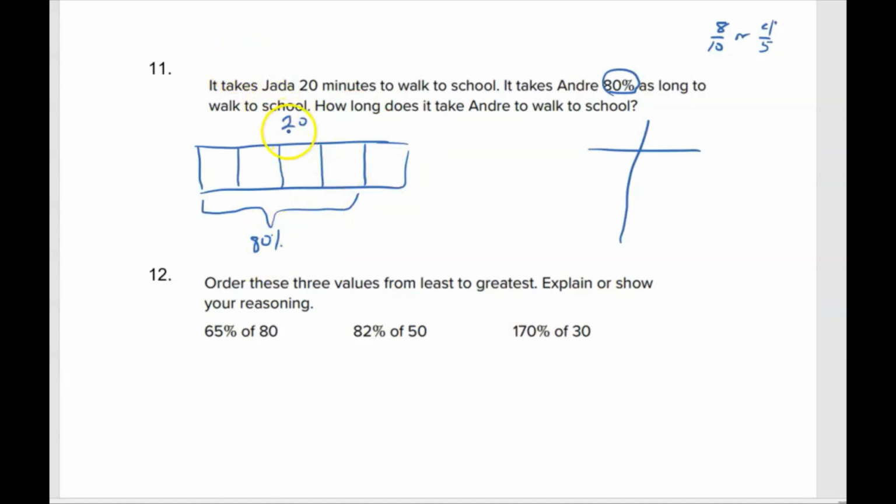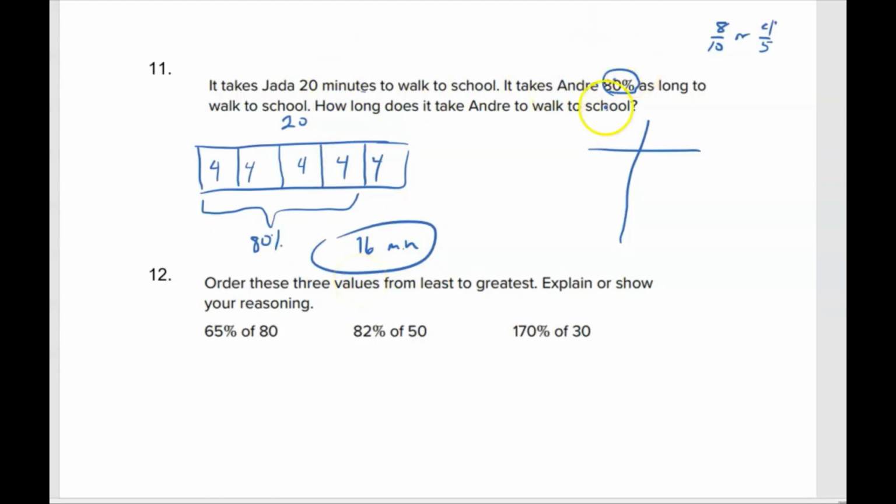Well, if I broke down 20 into 1, 2, 3, 4, 5 different chunks, each chunk is worth 4. 4, 8, 12, 16, 20. And those are in minutes. And if I am looking for 80% of that, well, 4 times 4 would give me 16 minutes. That is 80% of 20. Okay.